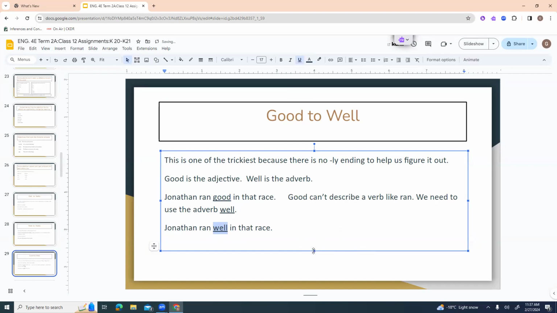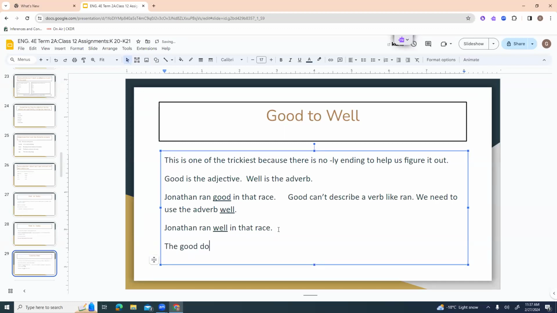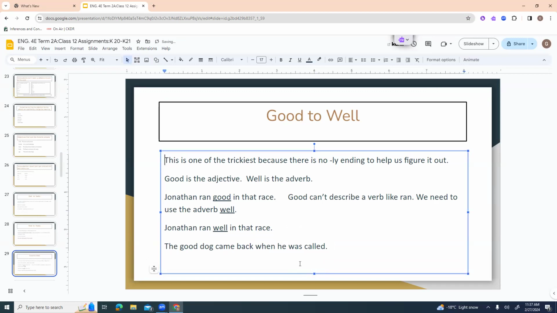And just to clarify, I'm going to put good in a sentence to show how it would look. I could say, the good dog came back when he was called. Or remember that adjectives can also come after a verb that's describing the state of being. So I could say the cake was good. And I think we know the cake was well doesn't quite sound right. But the good dog, the good house.